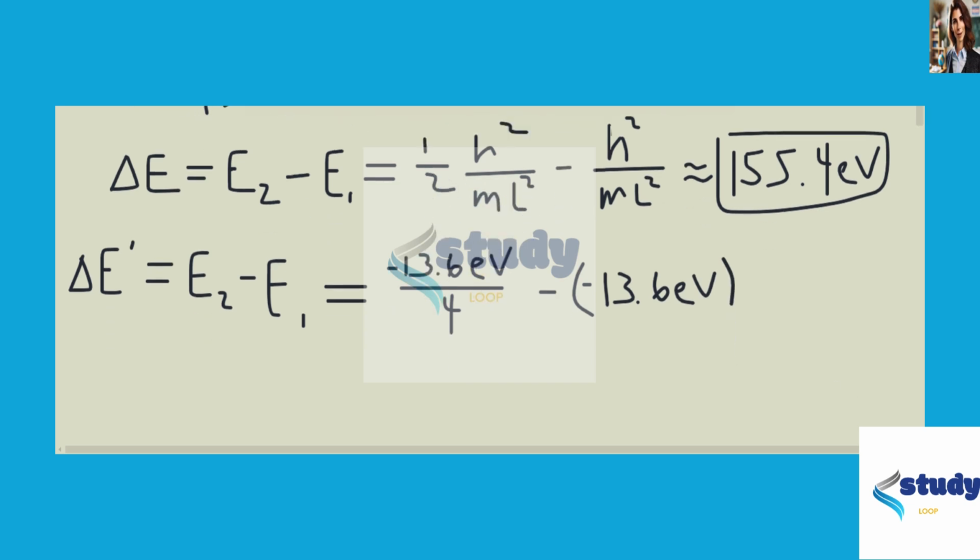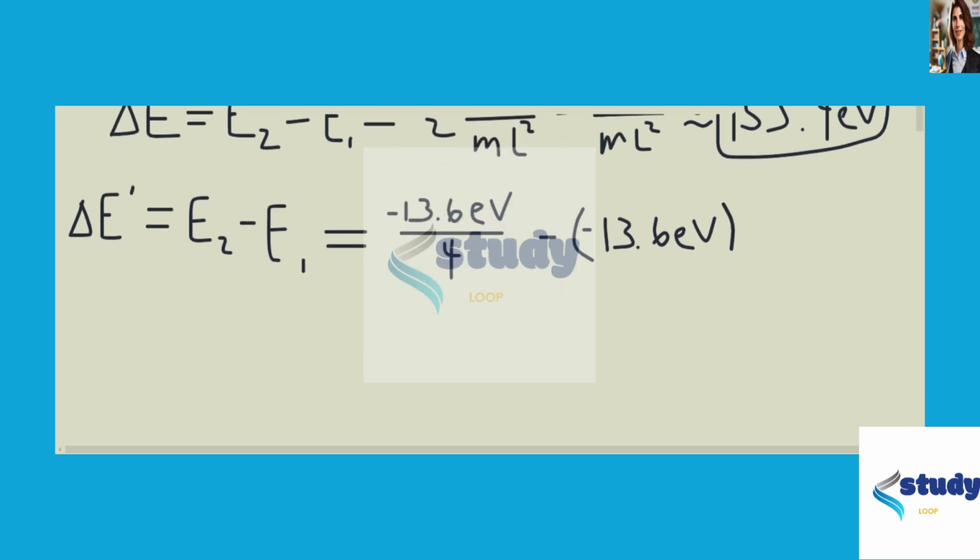Plugging those values in, we find that the difference in this energy level is approximately 10.2 electron volts. So we can box that in as part of our solution and let's compare them.